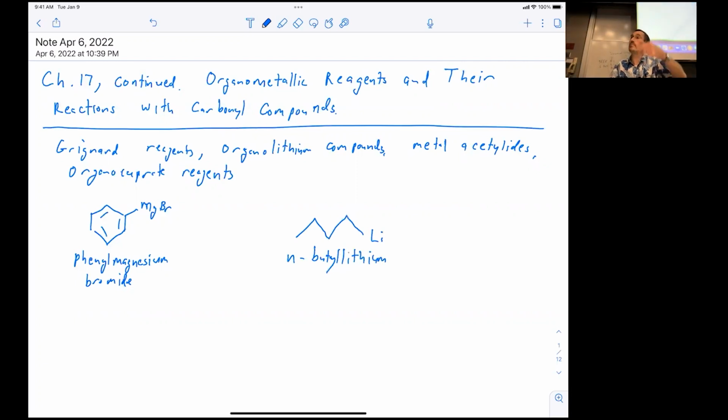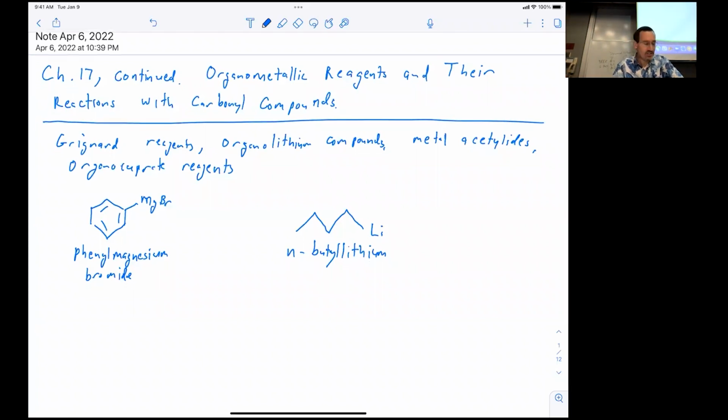N is the shorthand prefix that means normal, which is a way of saying linear alkyl group. Another organometallic reagent that I'm pretty sure Mai has used is tert-butyl lithium. All of the organometallic reagents react with air, and in some cases quite violently. Tert-butyl lithium invariably, upon exposure to air, bursts into flame. And so if I'm working with a syringe of it as an air-sensitive technique, I always expect to see a little bit of fire at the end of that syringe.